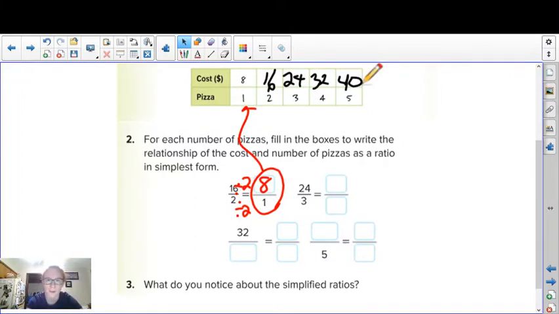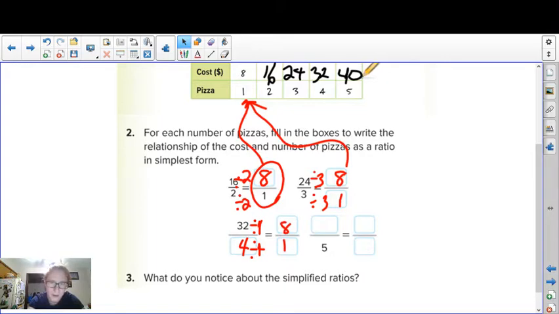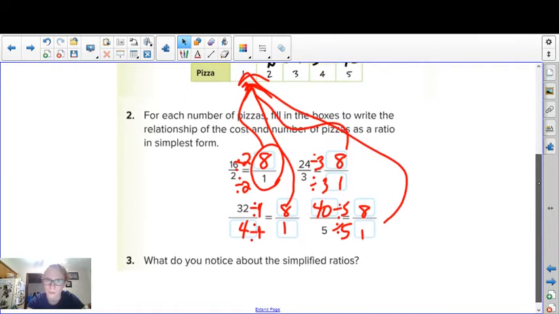Okay, let's talk about the cost of 3 pizzas. Well, again, I could divide both of these by 3, which would reduce down to 8 over 1, which is okay. And then I have 32 for 4 pizzas, and 32 and 4 both divide by 4, which gives me, would you look at that? I think we might be coming up with a pattern here, gentlemen. And then I had 5 pizzas, which cost me $40, and that also divides by 5, which is also equal to $8 for 1 pizza.